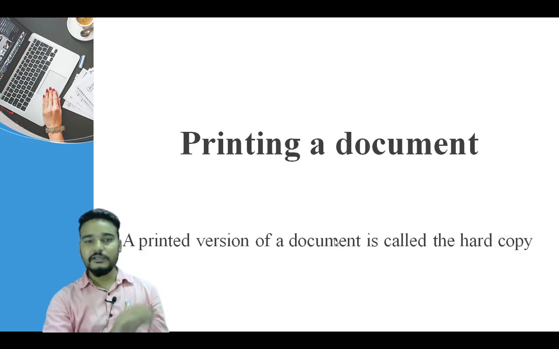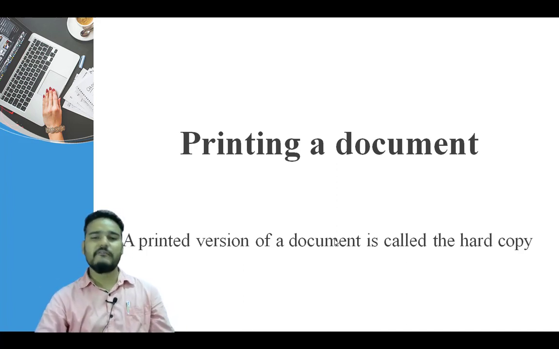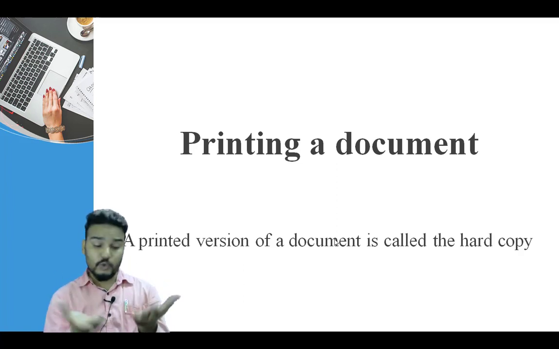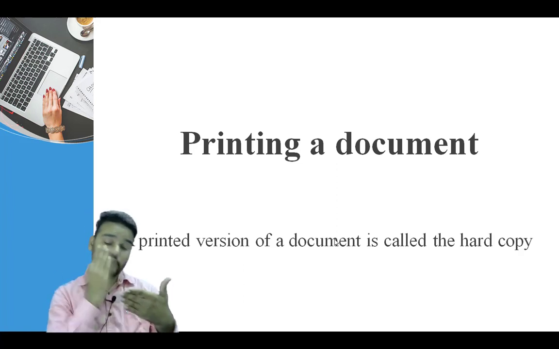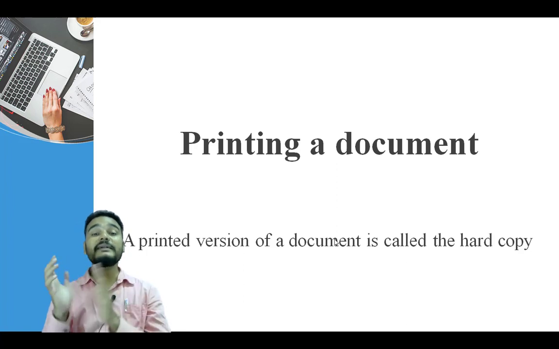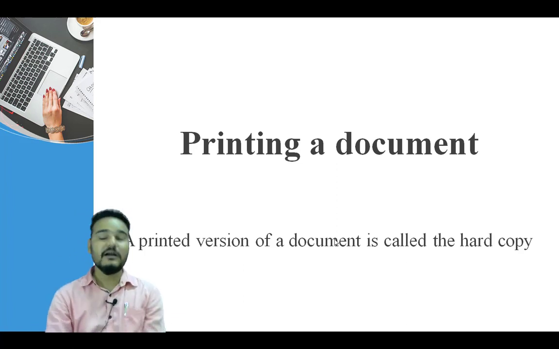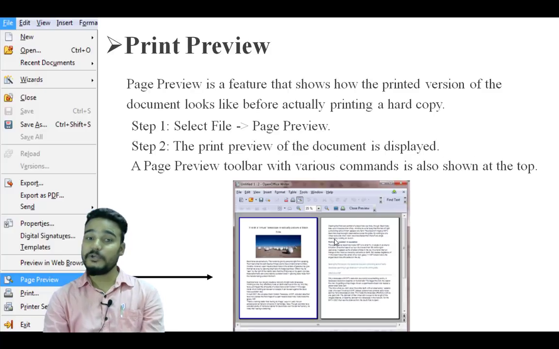Okay, now we have inserted a table, we have added a footer, we have added a header, we have done a lot of work now. We have added columns also. Now I want to take a hard copy, I want to see how my output will look. So we will take a hard copy of the document. Hard copy means what? Printing of your document. A printed copy of your document is nothing but the hard copy.